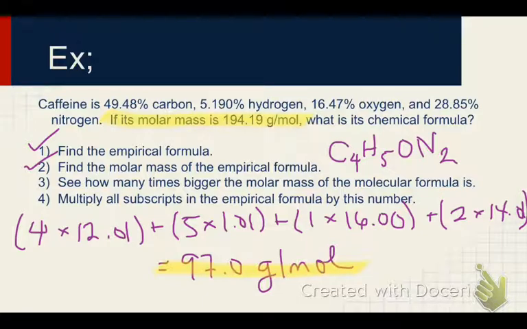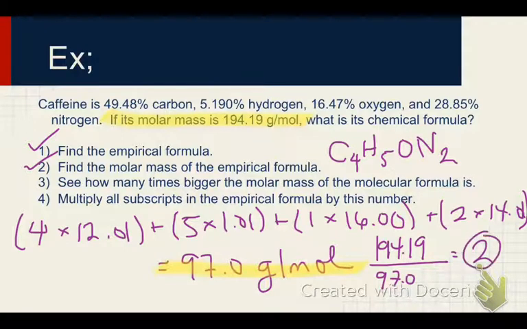So if we take 194.19 and we divide it by 97.0, we are going to get a number that is pretty much spot on 2. All that means is that the molecular formula is twice as big as the empirical formula here. So we're going to keep the ratio the same, and we're just going to multiply everything by 2. That way it's still a 4 to 5 to 1 to 2 ratio.